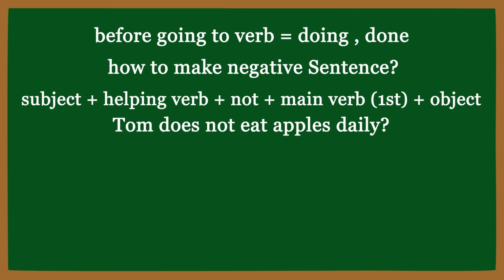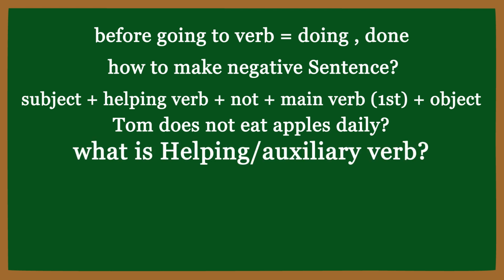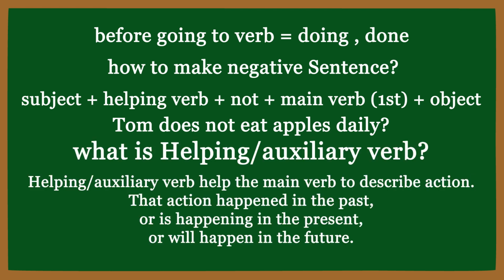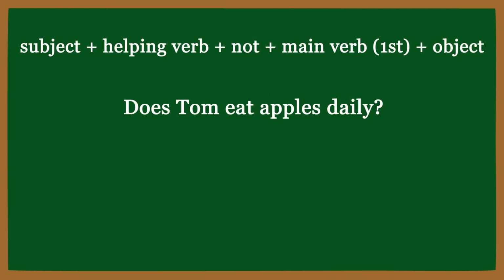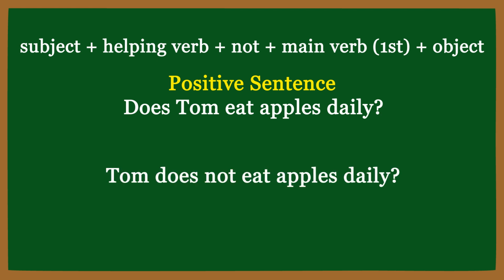To clear any doubt, first we understand the helping verb. An auxiliary verb helps the main verb to describe an action. That action happened in the past, or is happening in the present, or will happen in the future. For example, does Tom eat apples daily? This is a positive sentence, and Tom does not eat apples daily is a negative sentence.